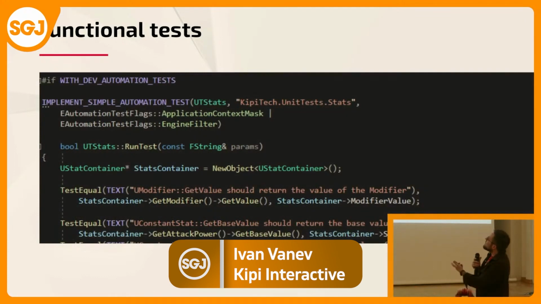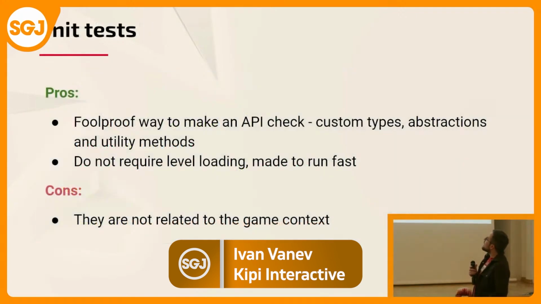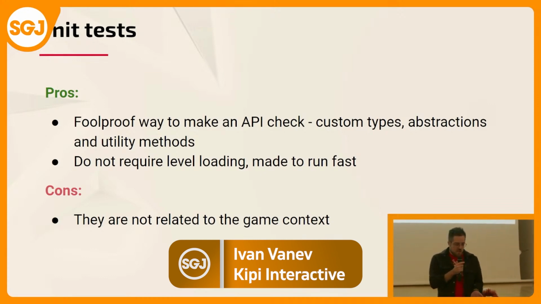So yeah, a piece of code, functional tests. Okay. Yeah, these are the unit tests. The unit tests are now not scripted in blueprints, but in the code. These are a foolproof way to perform an API check. So you can test your custom types and see, for example, if your custom number types are correctly converting one to each other.